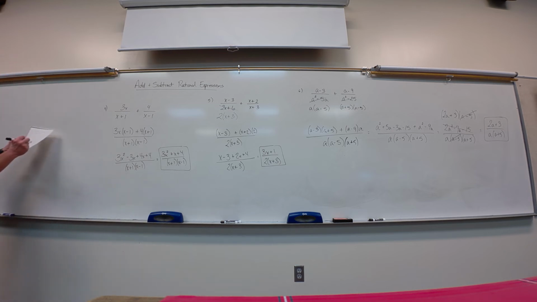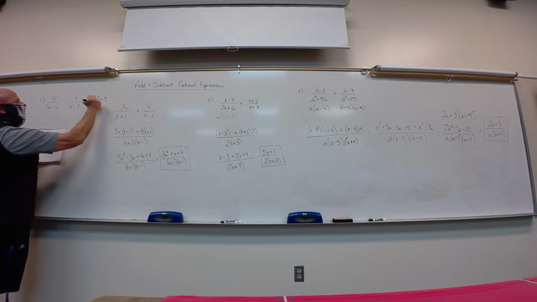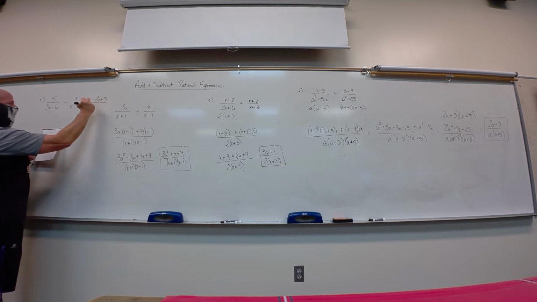All right, let's look at one with 3. Let's go 5 over 3x minus 6 minus x over x minus 2 plus 2x plus 3 over 5x minus 10.